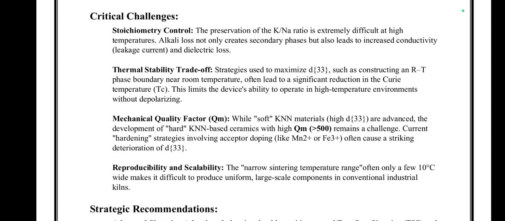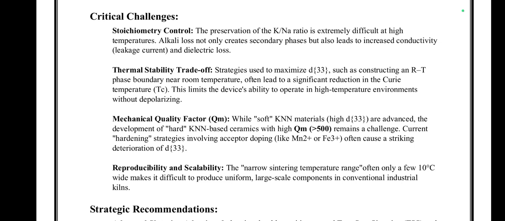Stoichiometric control: the preservation of the sodium and potassium ratio is extremely difficult at high temperatures. Alkali loss not only creates secondary phases but also leads to increased conduction, leakage current, and dielectric loss.